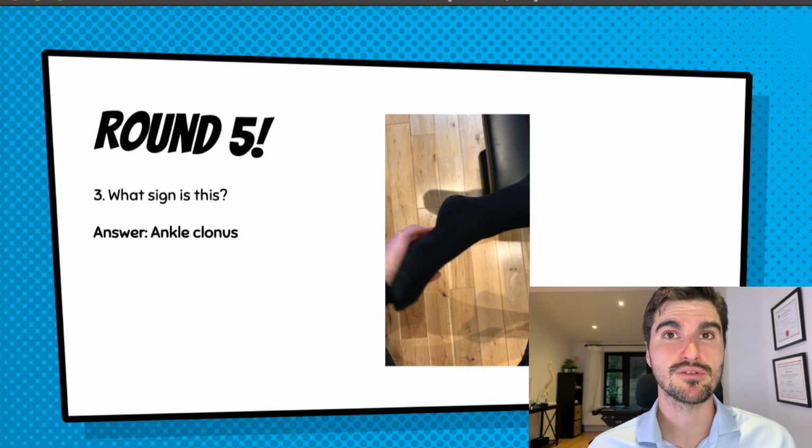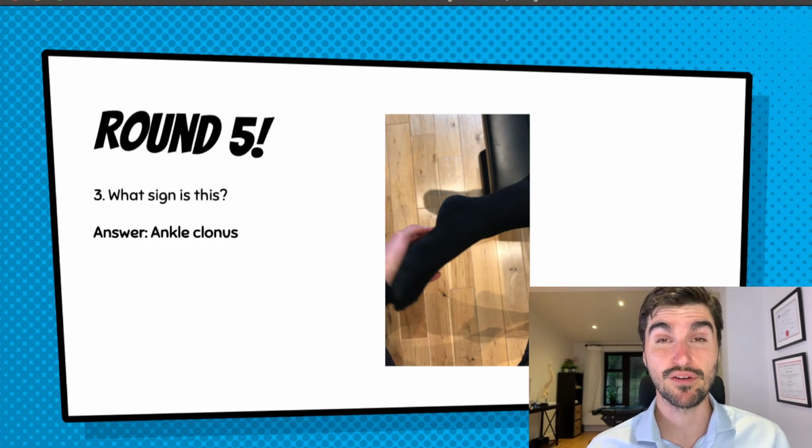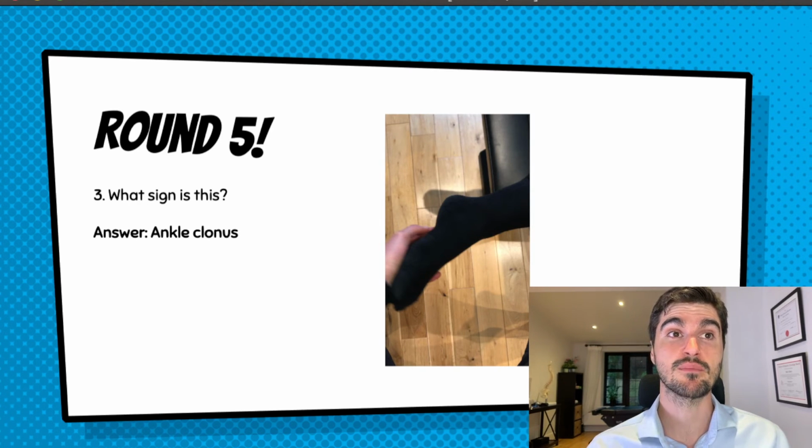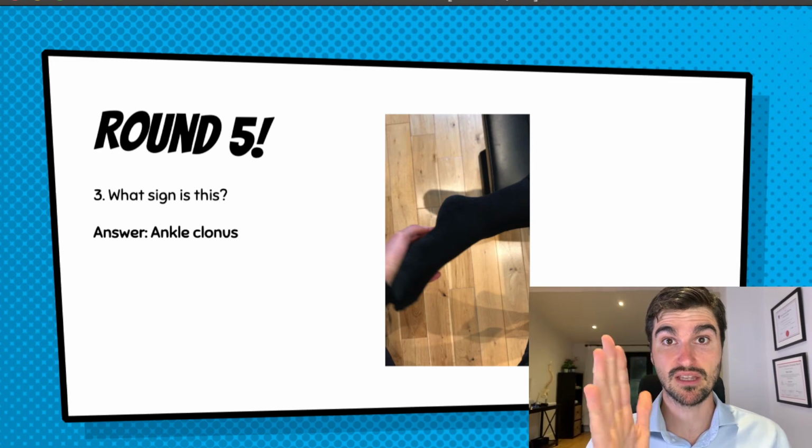That's ankle clonus. So it's an upper motor neuron sign. So what we have is upper motor neuron damage. This is actually a patient who has a very severe spinal cord injury. And so as we stretch the foot and we get that muscle stretch reflex, it's bouncing back, right? And it's going to sustain itself.